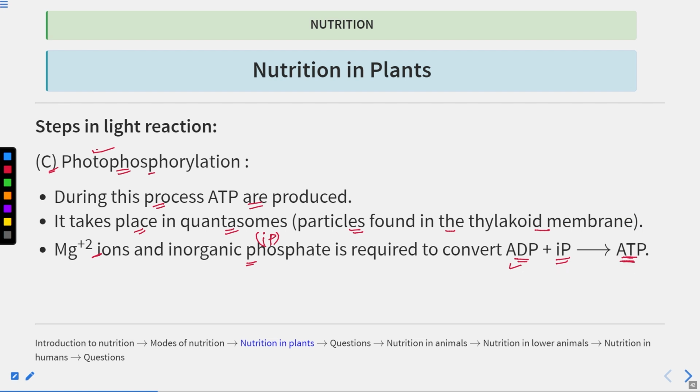So this is how the products of the light reaction are formed, ATP and NADPH2. Here, magnesium ion is required, so you can write here Mg2+. Inorganic phosphate is required. So ADP is adenosine diphosphate, and ATP is adenosine triphosphate.